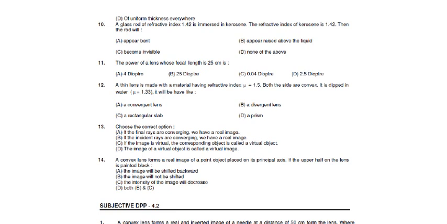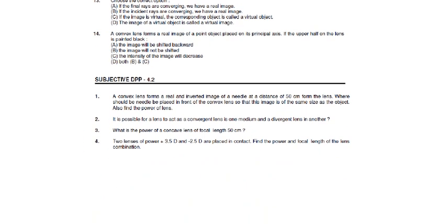Let's move to the subjective section. This is the subjective part. A convex lens forms a real and inverted image of a needle at a distance of 50 cm from the lens. Where should the needle be placed in front of the convex lens so that the image is the same size as the object? Also find the power of the lens. So we know this case, let's see here.